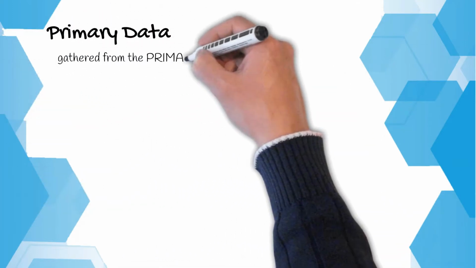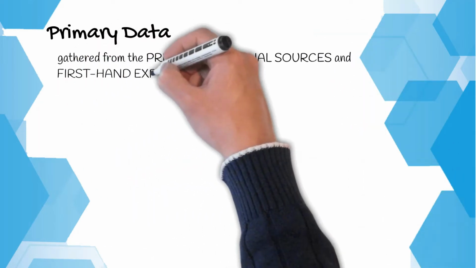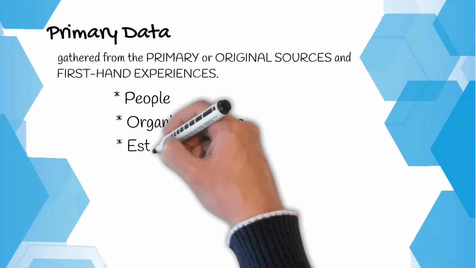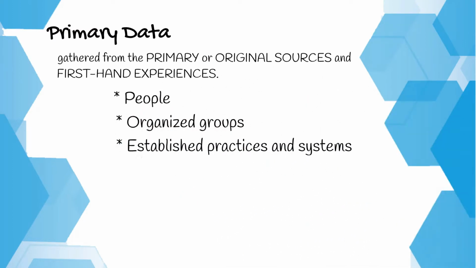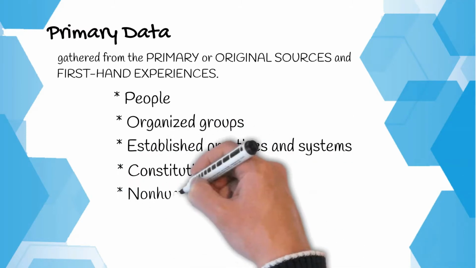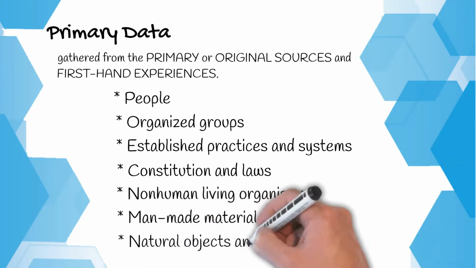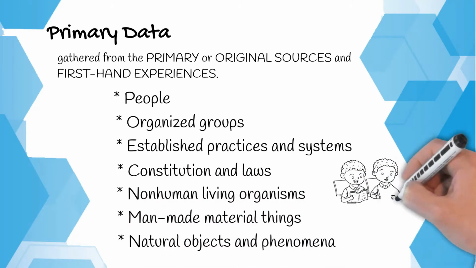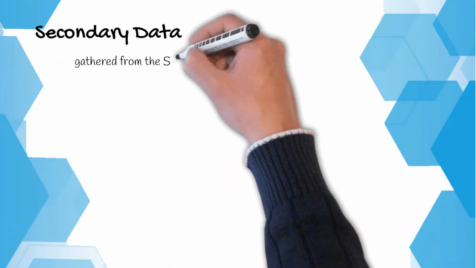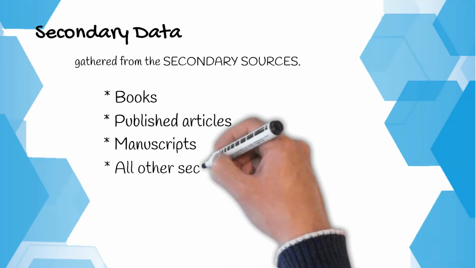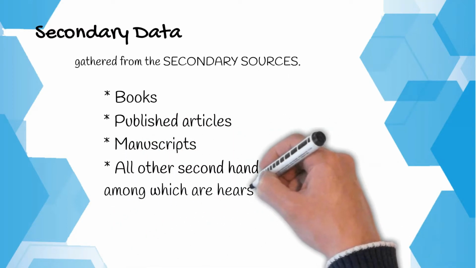Primary data are gathered from the primary or original sources and first-hand experiences like people, organized groups, established practices and systems, constitution and laws, non-human living organisms, man-made material things, and natural objects and phenomena. While secondary data are gathered from the secondary sources like books, published articles, manuscripts, and all other second-hand sources, among which are hearsays, rumors, etc.